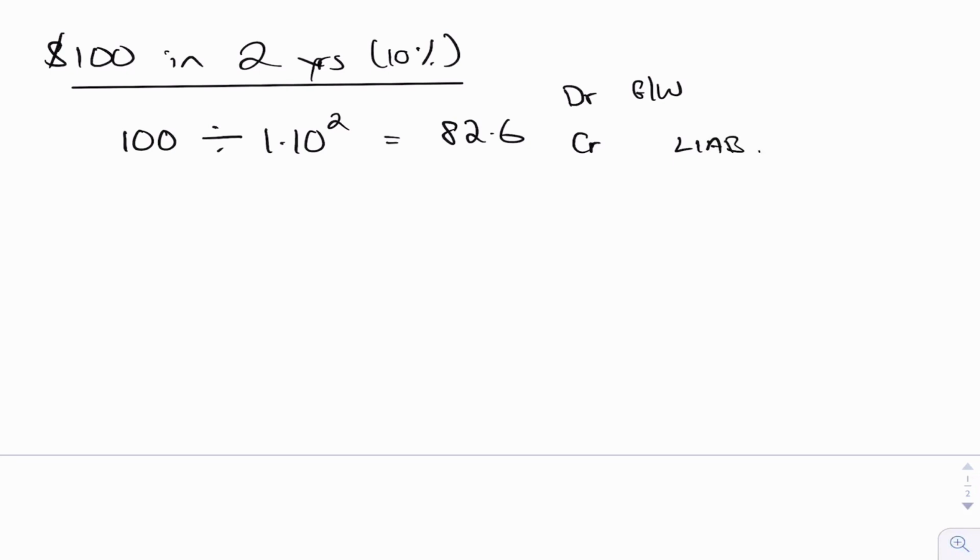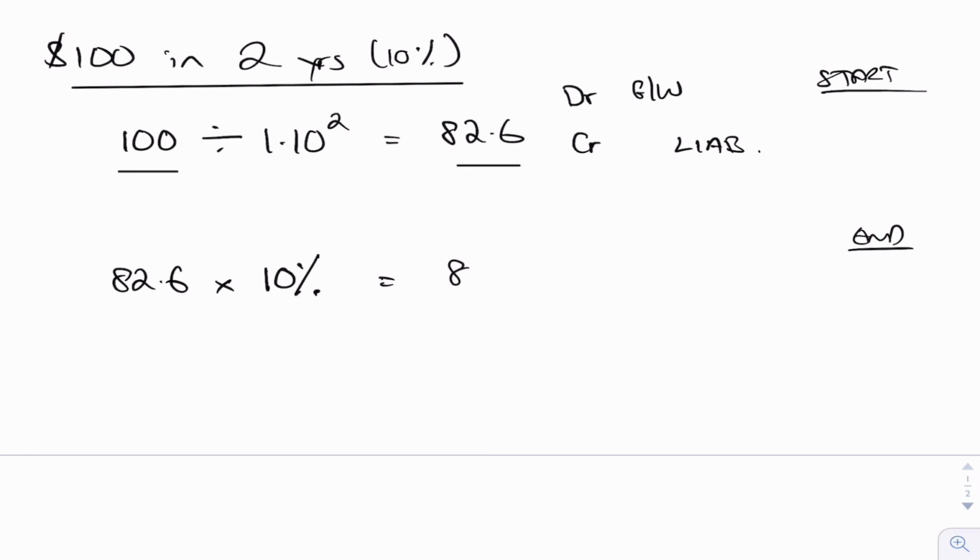But if that's at the start of the year, then also at the end of the year, you need to unwind this 82.6 because in the end you're going to have to pay 100. So you just say, right, 82.6, I discounted it down by 10%. I'm now unwinding that discount. So that's 8.26, so I'll call that 8.3. And what you would do to that is you would debit interest or retained earnings if you're doing an SFP and credit the liability. So the liability gets bigger every year, okay?